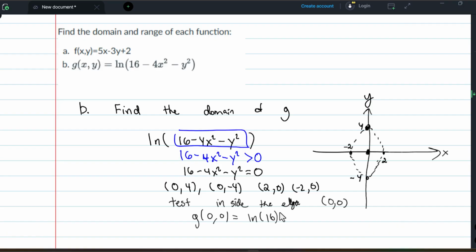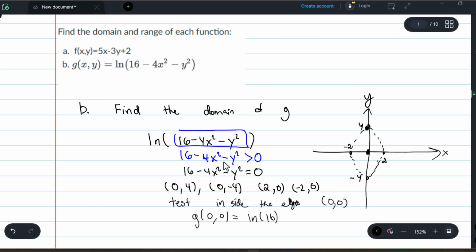The thing is that as long as I get a positive number, so a number greater than 0, out of this expression, it will be part of my domain because I can take the natural log of any positive number.